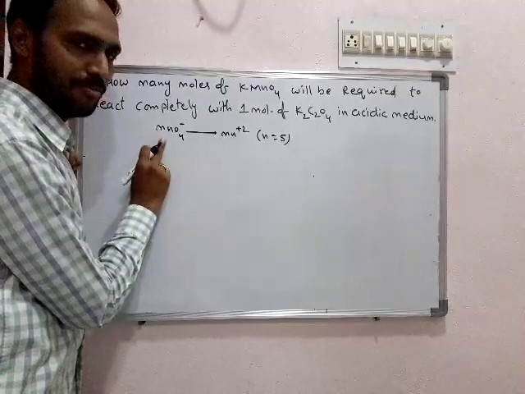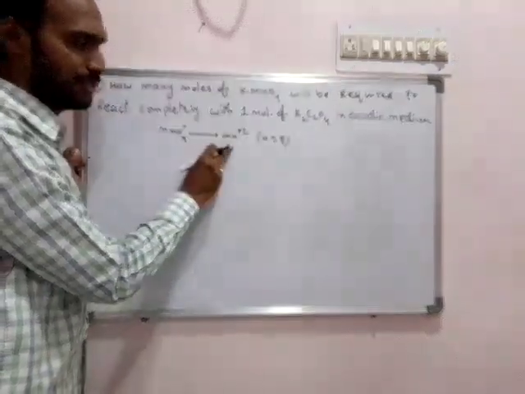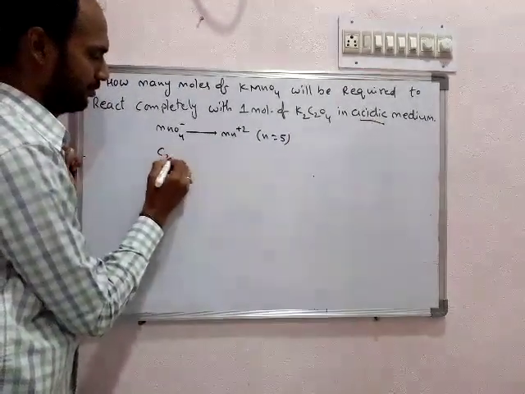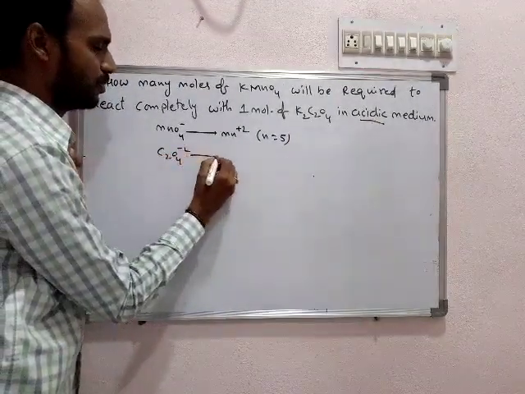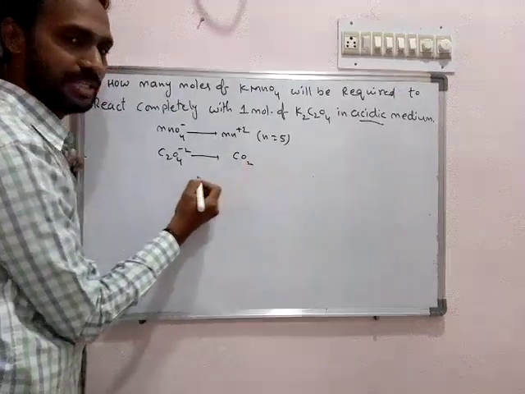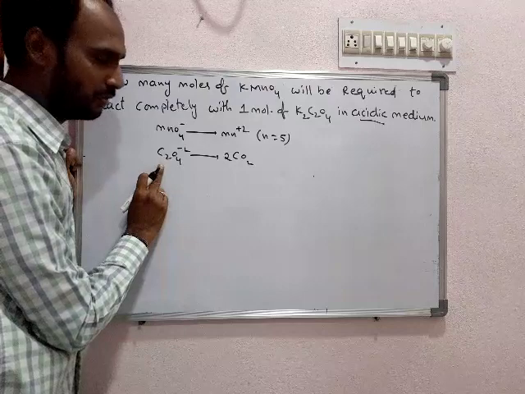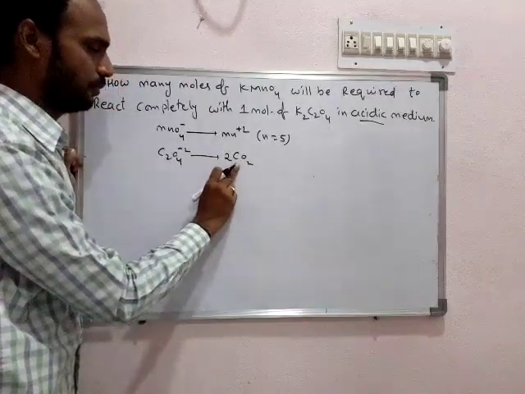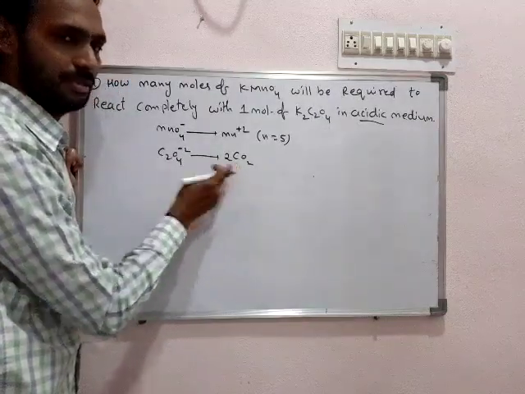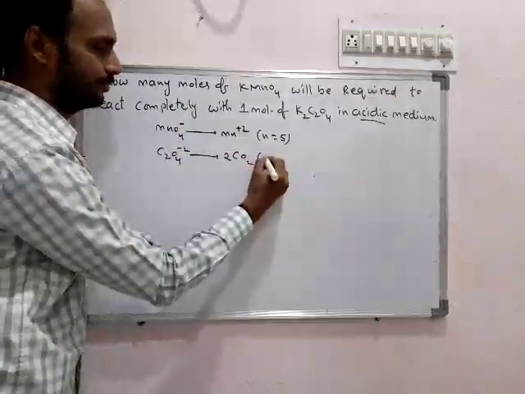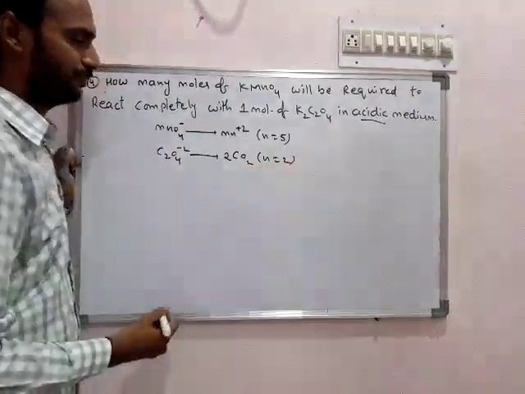The oxidation number of manganese changes from plus 7 to plus 2, so the n factor is 5. It is in acidic medium. For C2O4 2- becoming CO2, the carbon oxidation number changes from plus 4 to plus 3. Two such carbons are there, so the n factor is 2.